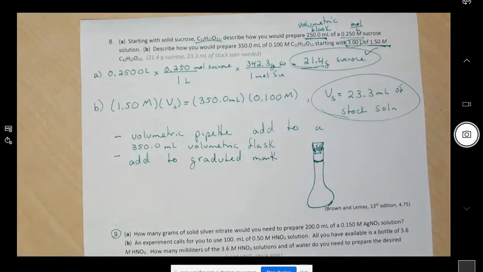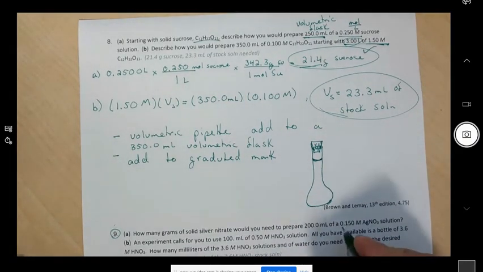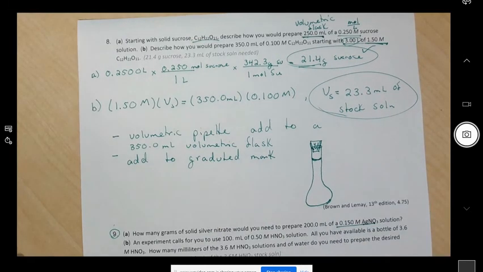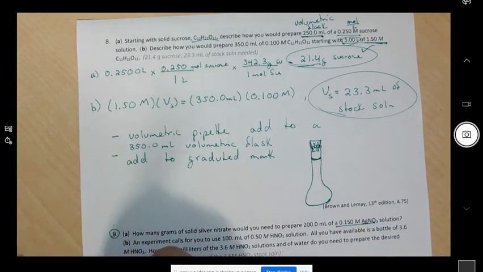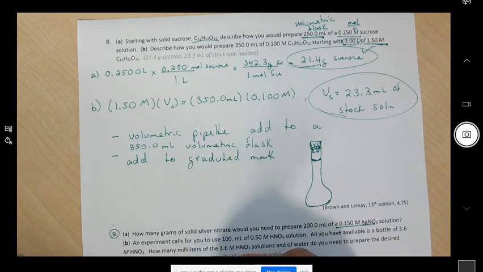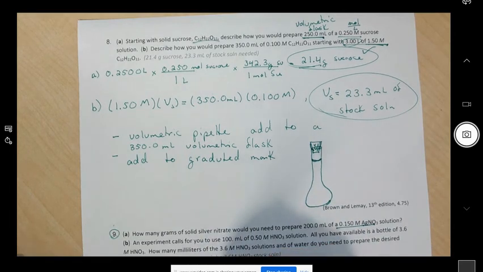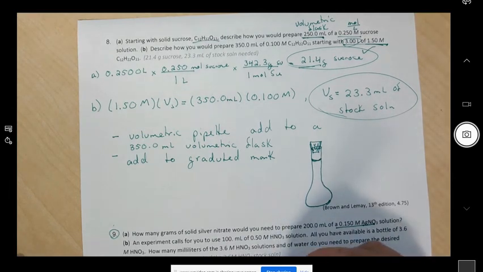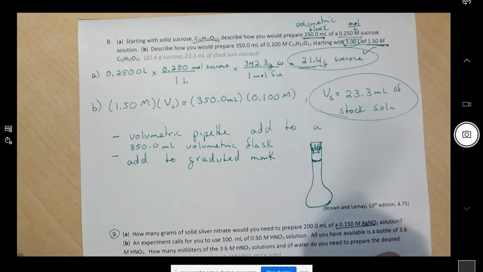Woohoo, last one. How many grams of solid silver nitrate would you need to prepare 200 milliliters of a 0.150 molar silver nitrate solution? Pretty straightforward. Let's go ahead and do that one first. We've got 0.2000 liters, and I want to find moles. So I've got 0.150 moles of silver nitrate, AgNO3, for every 1 liter of solution. And the molar mass of that is 169.88 grams of AgNO3 for every 1 mole of AgNO3.